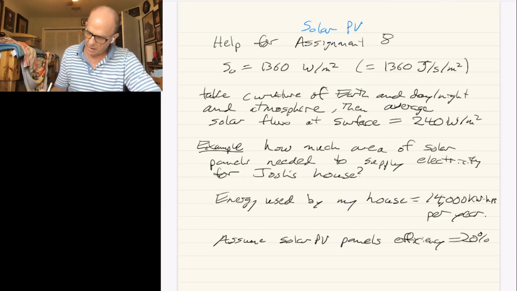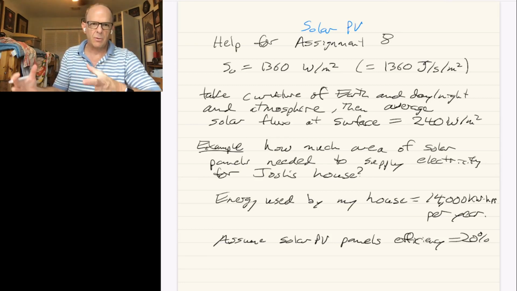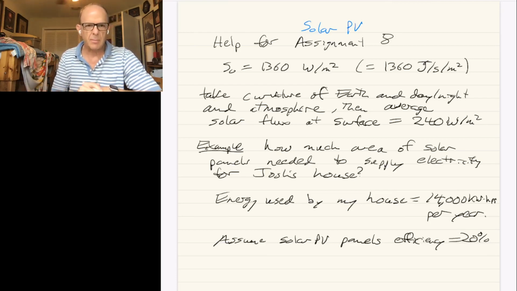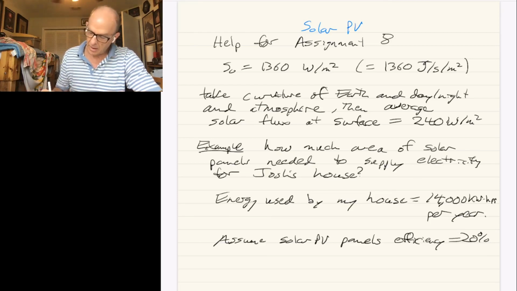And now I know the total amount of energy I need to produce in a year. I've got this 240 watts per square meter. I've got to reduce that by this 20% efficiency. That'll tell me how many square meters I need in order to get that much energy.